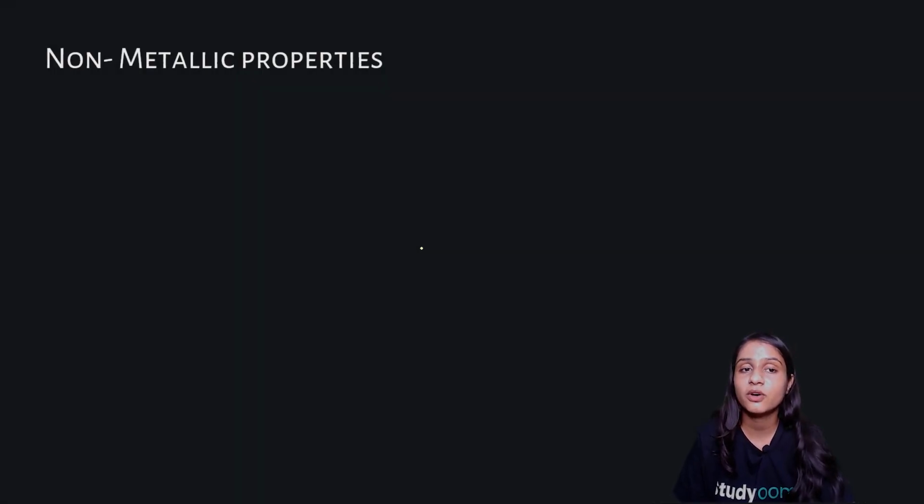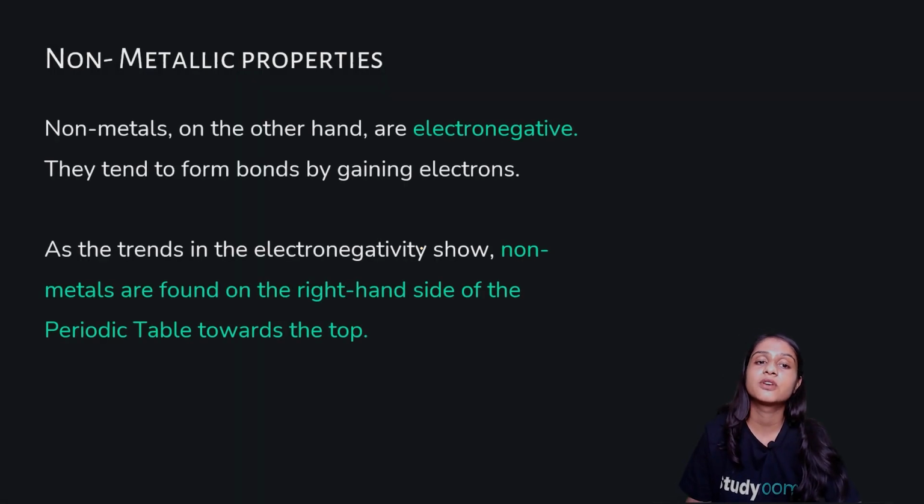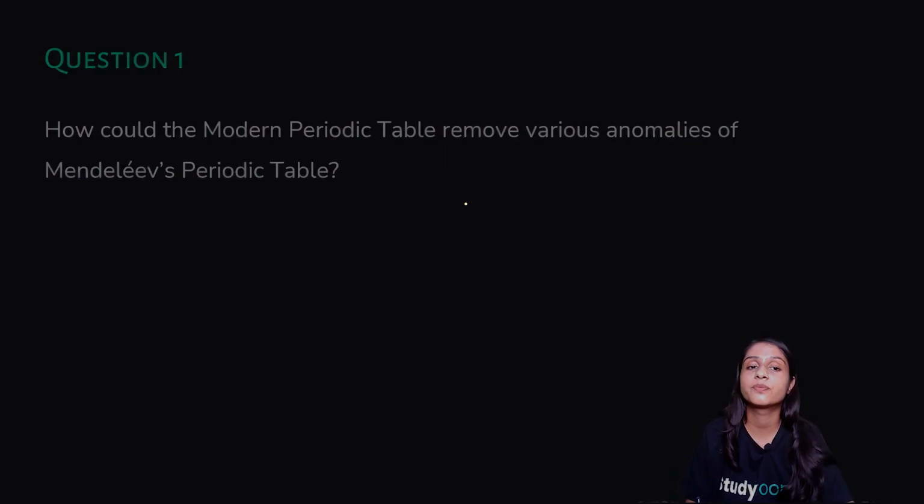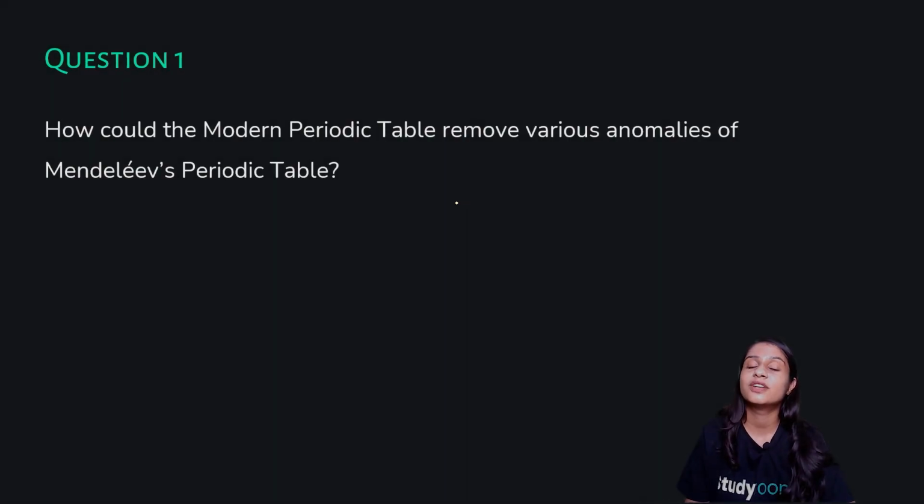Now non-metallic properties. Non-metals, on the other hand, are electronegative. They tend to form bonds by gaining electrons. As the trend in electronegativity shows, non-metals are found on the right-hand side of the periodic table towards the top. Okay. So let's move ahead with questions.